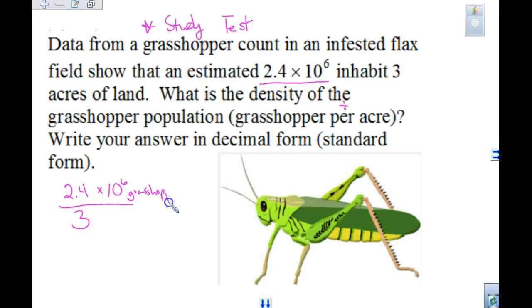Does anyone know what an acre of land is? It's pretty big. What did you say? That's all right. That's okay. So we want to find out per 1 acre. That's what we're trying to find.